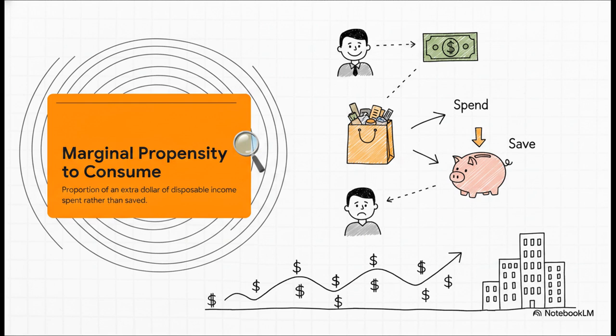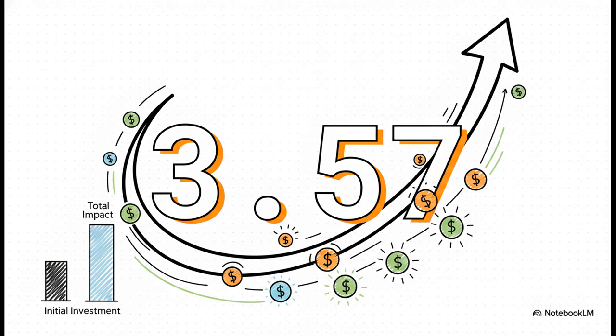When people are feeling really confident about the economy, their MPC is high. They spend more, and here's the magic. Their spending immediately becomes someone else's income. So the crucial point is how this cascades through the economy. Let's look at the math from our source material. Imagine a scenario where the tax rate is 20% and people's marginal propensity to consume is 90%.